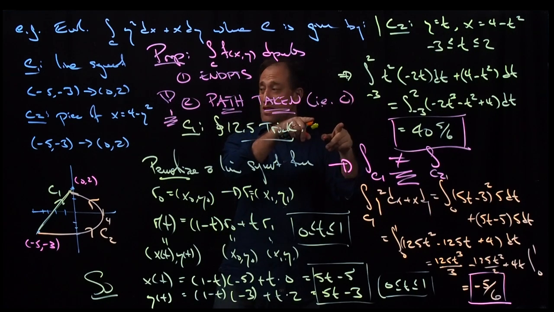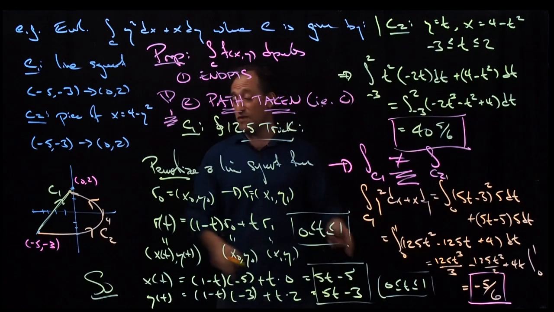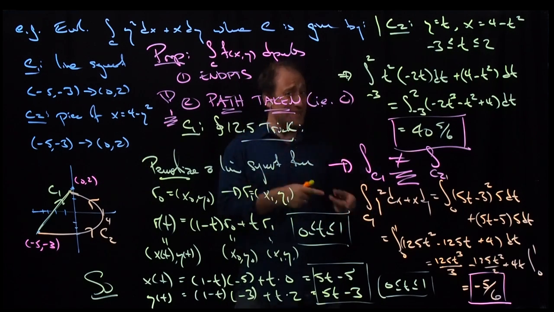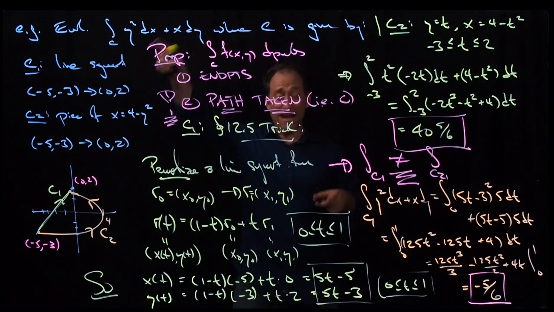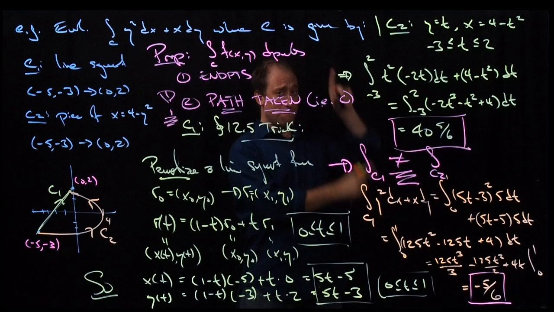The specific C matters. If you choose a line segment, it'll get you a different answer than if you chose this piece of the parabola. Even though you begin at the same point, end at the same point, and you're integrating the same thing, the path taken makes a difference.